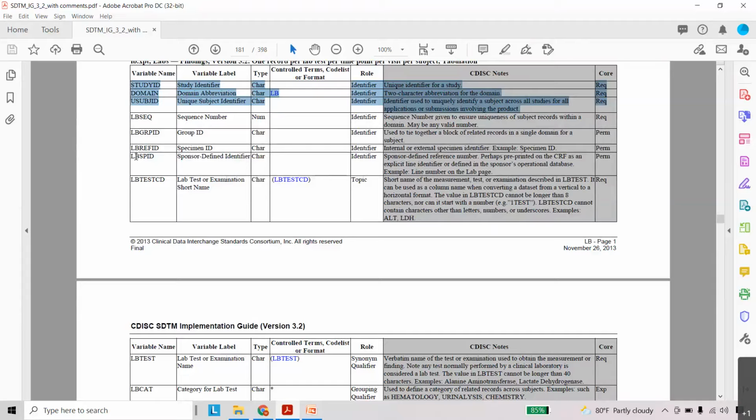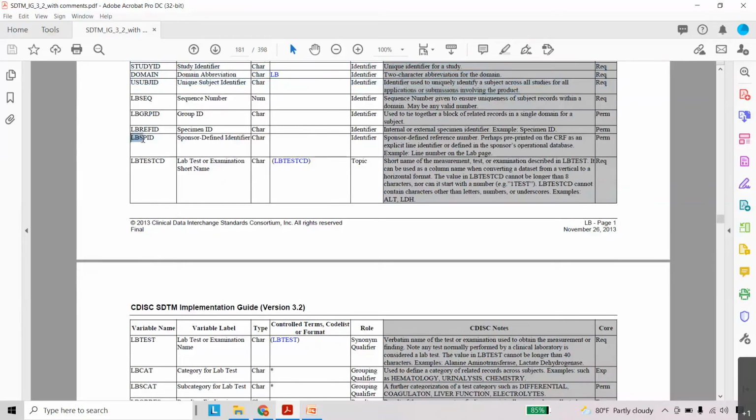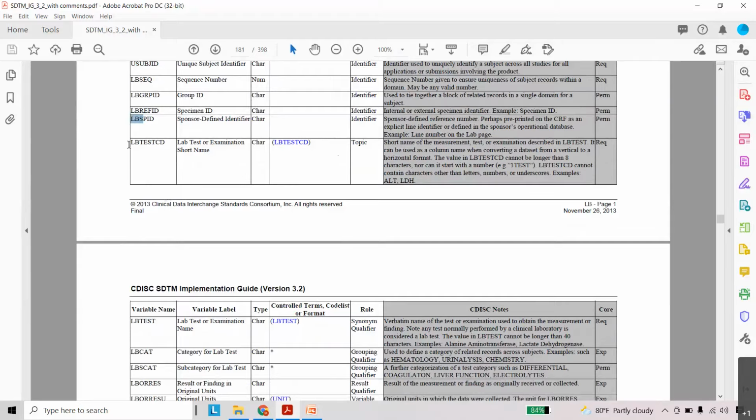Next one is the sponsor ID. LB sponsor ID means a sponsor-defined identifier. Usually it is also called the CRF line number, used to select the particular record. Next one is the lab test code. This is the topic variable.